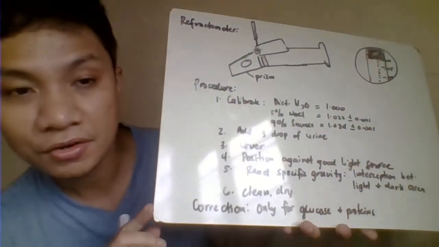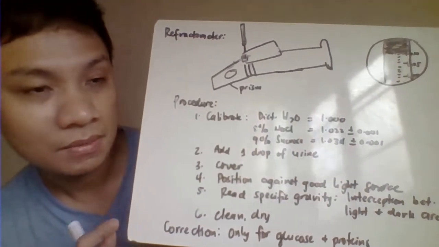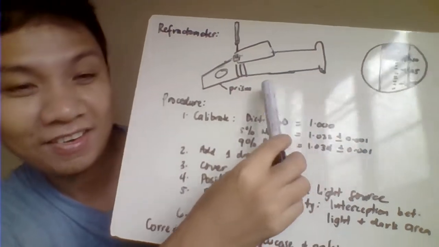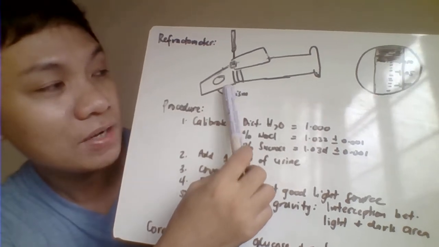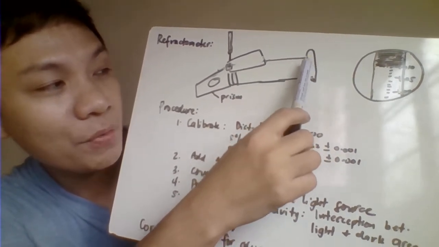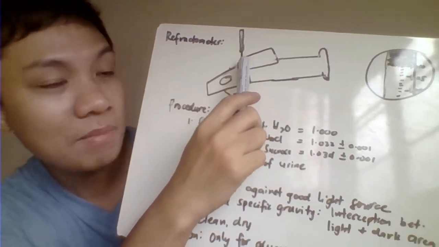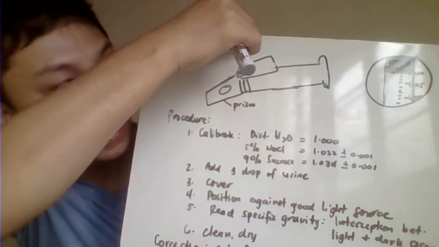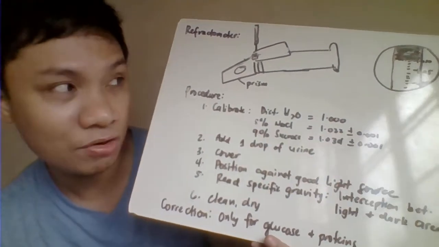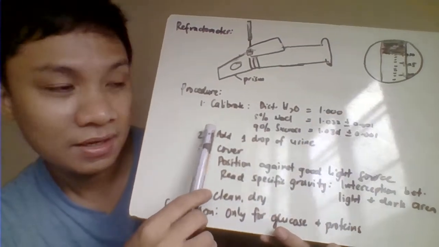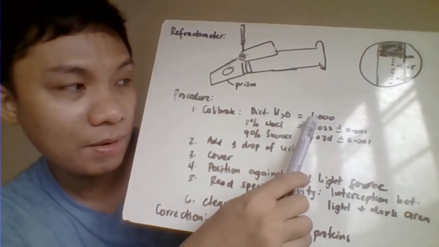Another method you could use for specific gravity determination is the refractometer. Here we have the prism of the refractometer, and there is a viewing area where you read the result. We also have an adjustment screw that you can turn to correct the specific gravity reading when you are calibrating. For calibration, if distilled water is the calibrating medium, the specific gravity should be 1.000.